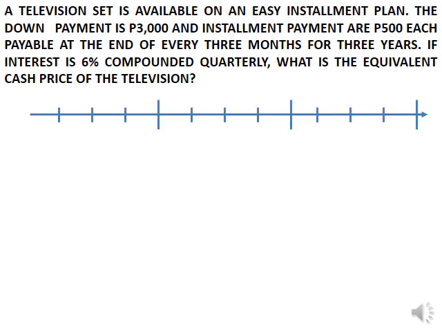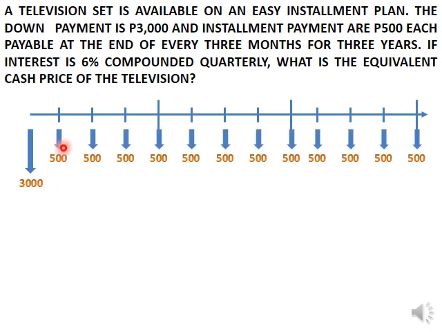Okay, this is the installment payment for the television. It has a 3,000 down payment and it has an installment of 500 for every quarter for 3 years. First year, that's composed of 4 quarters. Second year, another 4 quarters. Third year, another 4 quarters. A total of 12 quarters.